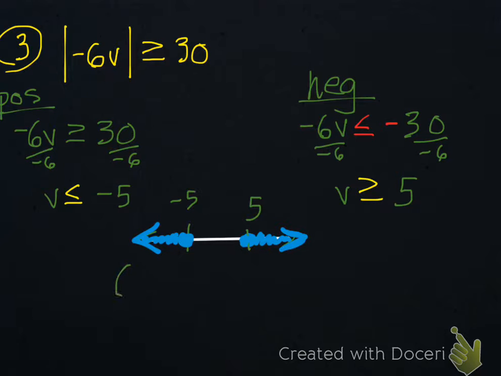Last but not least, we got to do our interval notation. So we're going from negative infinity to negative 5. The U shape from 5 to infinity. Did I do that right? No. Mrs. Boots is losing it. Those should be brackets. Why should they be brackets? Because we have closed dots. Very good.